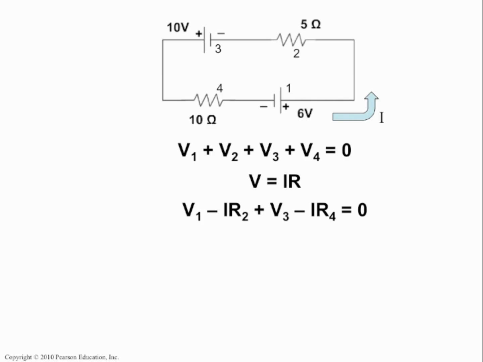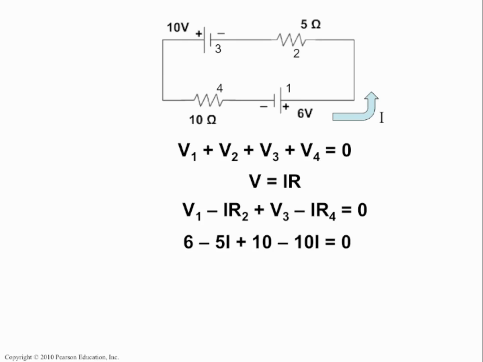Now, why the minus? Because those are voltage drops. Why the positives for V1 and V3? Because those are voltage gains. Batteries are voltage pumps, so they increase voltage. Resistors bring voltage down. And so now we do our plugging and chugging.